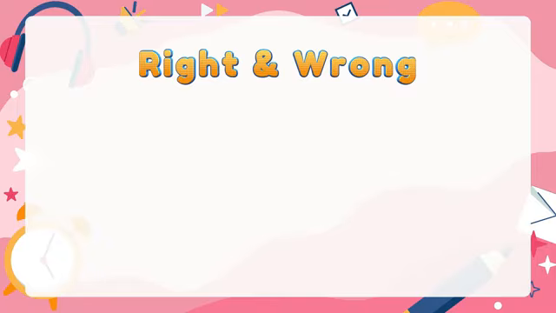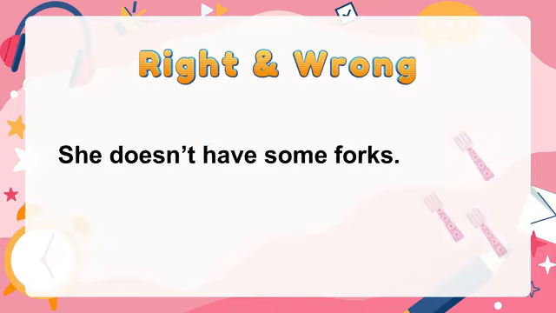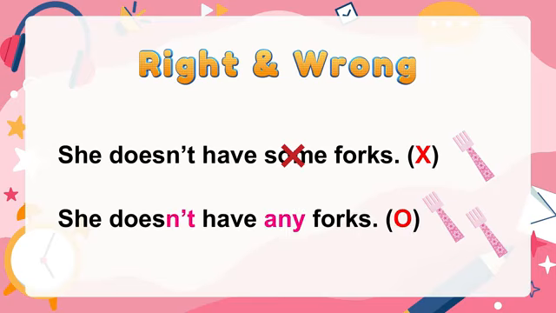Look at the next one. It says, she doesn't have some forks. This is a negative sentence, so you don't use some. The sentence should be, she doesn't have any forks.